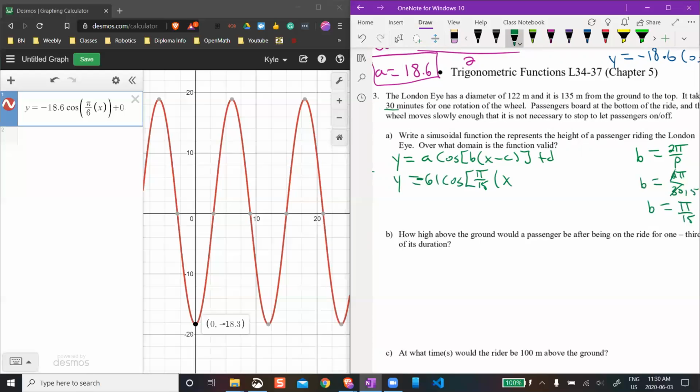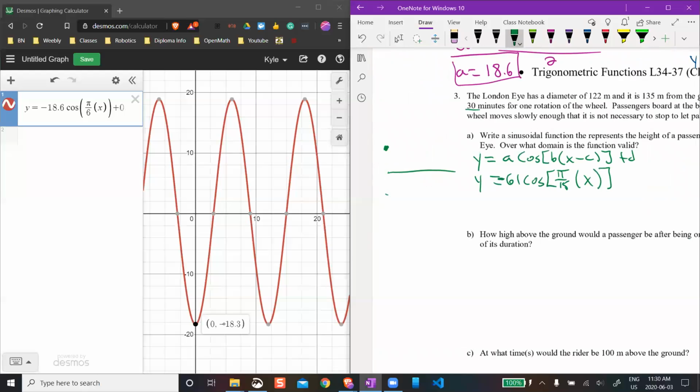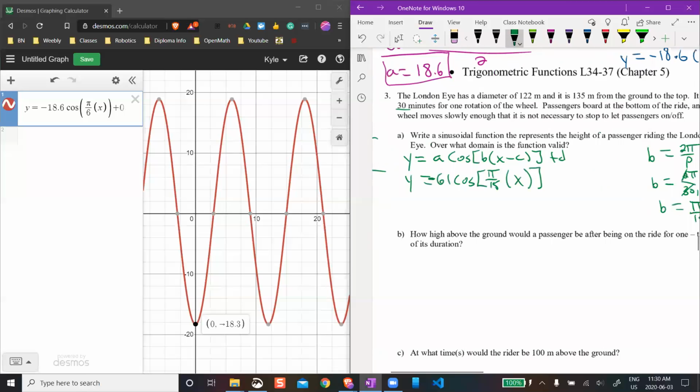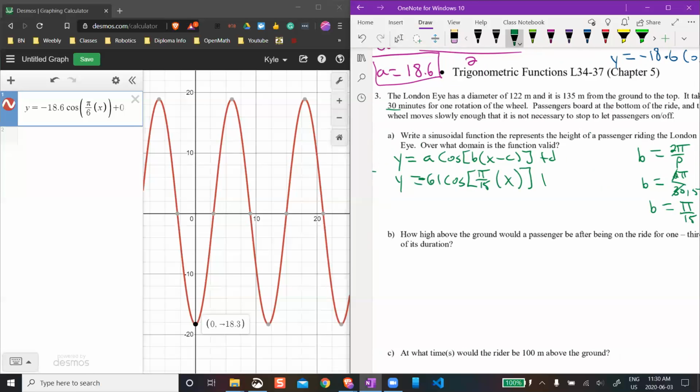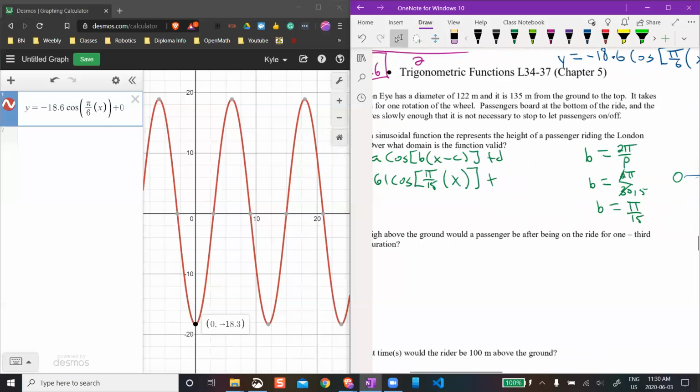So b is pi over 15 x. Again, c is usually a little bit funny, but for this one it's not, because it starts right at the bottom. I can assume that this thing starts right at the start of the cycle, and that's where this graph does start. So I don't have to shift this to the right or to the left at all. I'm good to go. So it's just going to stay as x. And then our d value was 74. There you go, there's our equation.